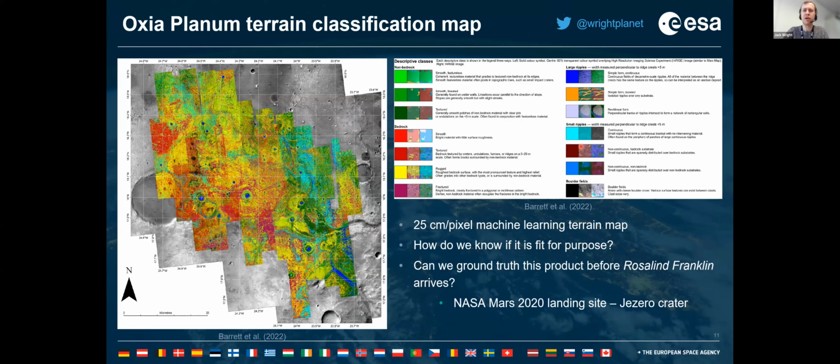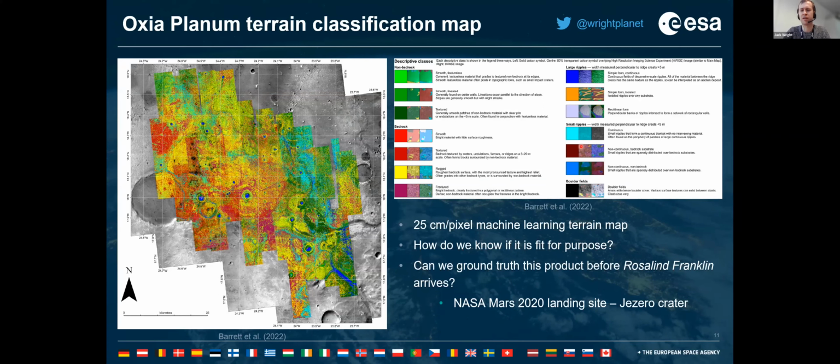And then whenever you do all of that training and the classes have been decided upon, this is the sort of final product you can get. So this is a terrain classification map of Oxia Planum with 50 HiRISE images. I think it's 49, but more or less 50 images composed.